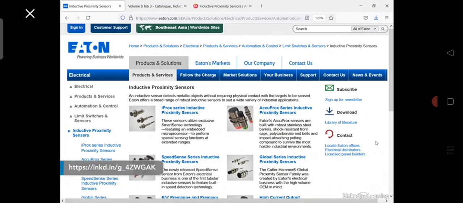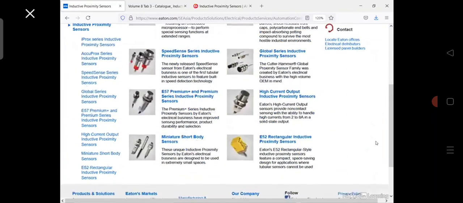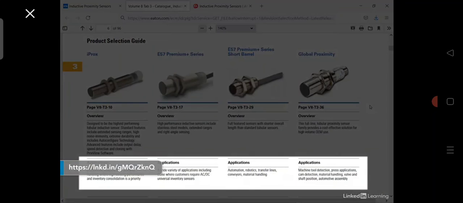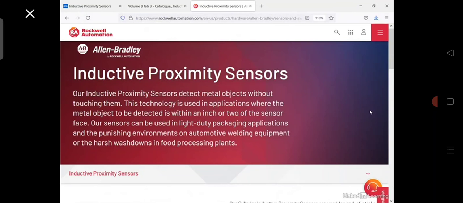Here are a couple of examples of inductive proximity sensors provided by Eaton Automation. You can see here that each design is used for a certain application. Other examples are from Rockwell Automation.